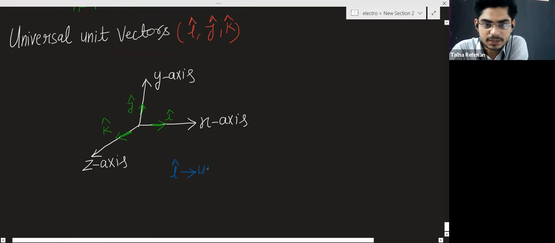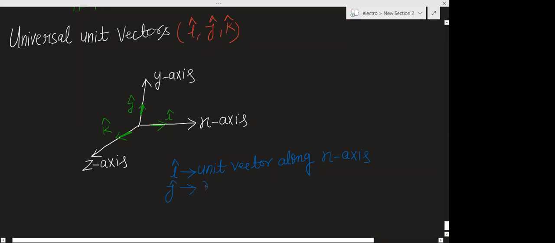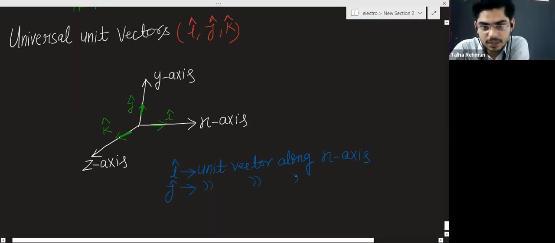I can say it is the unit vector along the x axis, and j cap is the unit vector along the y axis. I can also say that k cap is the unit vector along the z axis.